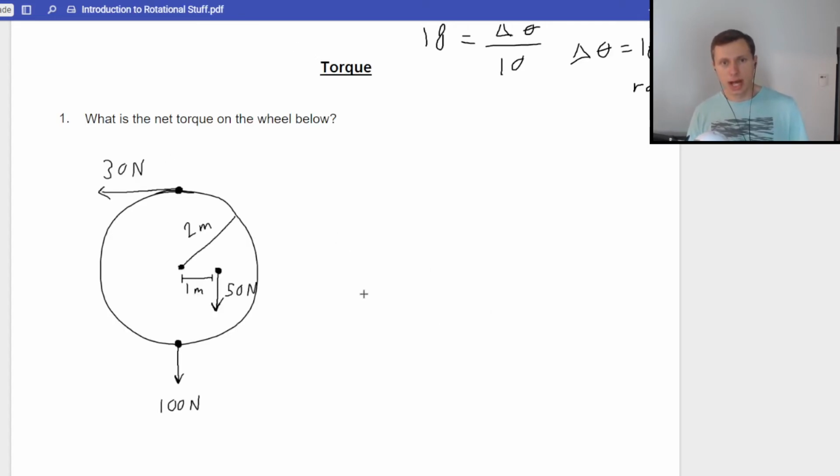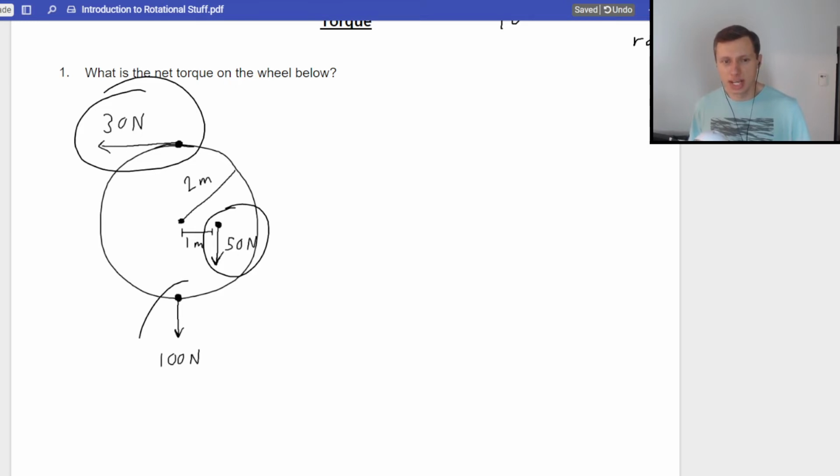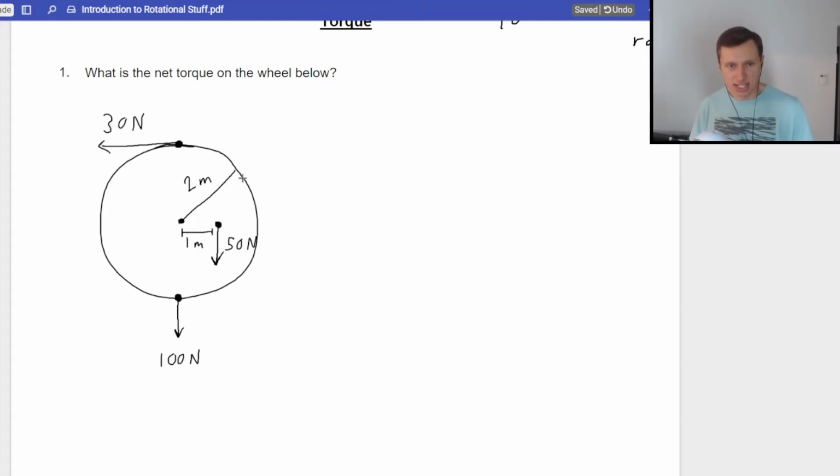So here's the first one. I want to find what is the net torque on the wheel below. I see I have three torques here. Remember, forces produce torques. So I have a 30 Newton force, a 50 Newton force, and a 100 Newton force like this. Let's deal with these forces one at a time, starting with the 30 Newton force, since that's the easiest.